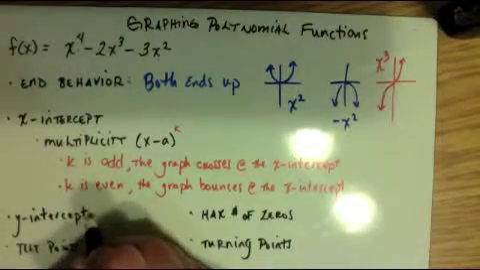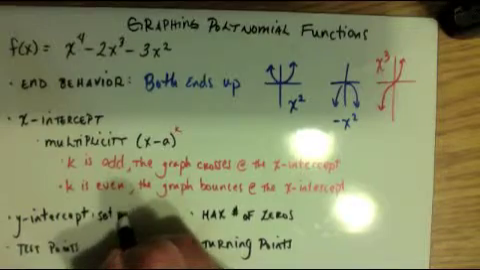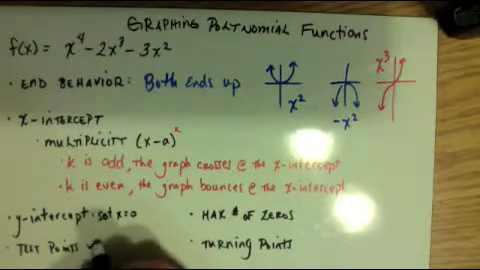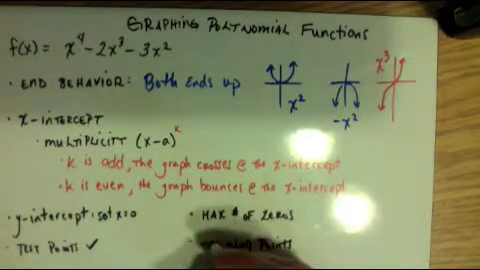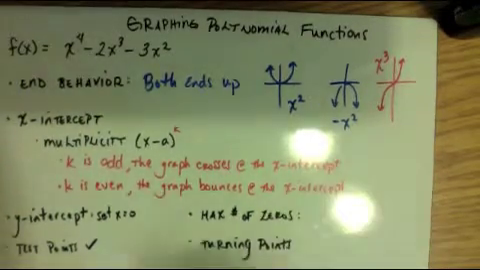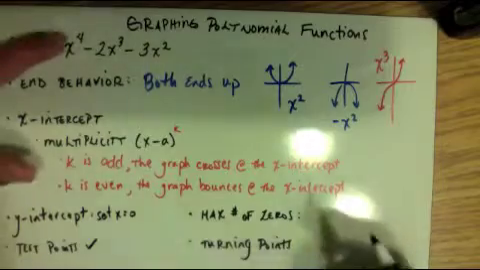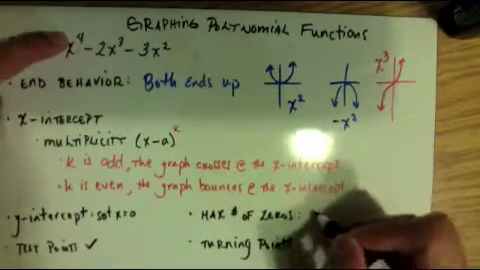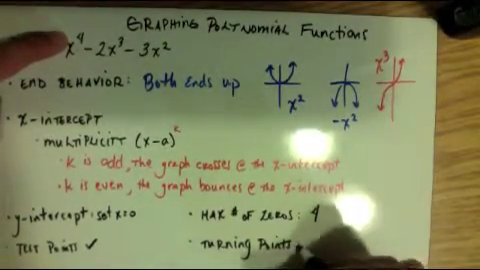Now from there we're going to look at the y-intercept. We're going to set x equal to 0. And then we're also going to use test points. And this I just put for review, the max number of zeros. The max number of zeros, if you recall, is just looking at the exponent. So the max number of zeros is 4.